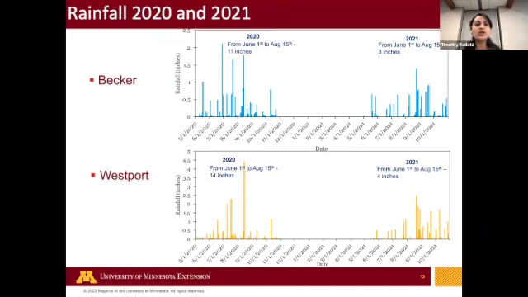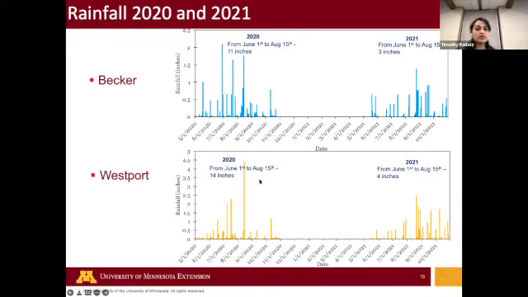All right, so looking at the rainfall for 2020 and 2021, you know how contrasting these years were. The top figure is the Becker research farm and the bottom is Westport. I intentionally put only the growing season, so May 1st to October 30th. The left bars are the 2020 growing season, the right ones are 2021, and you can see a big difference.